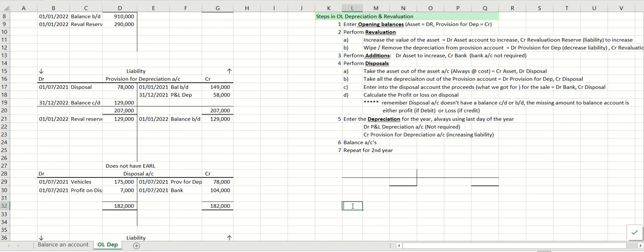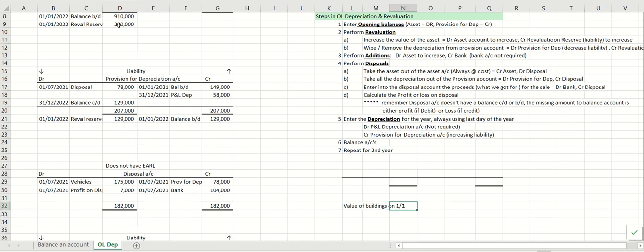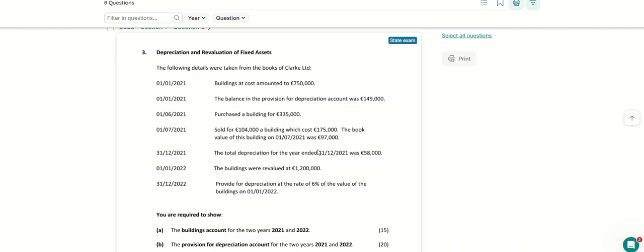So the value of our buildings on the 1st of the 1st. So we revalued them up. Do you remember that? We revalued our buildings up. They started out at 910,000 and we added another 290 onto them. So we revalued our buildings all the way up to 1.2 million, which they told us to do in the question.